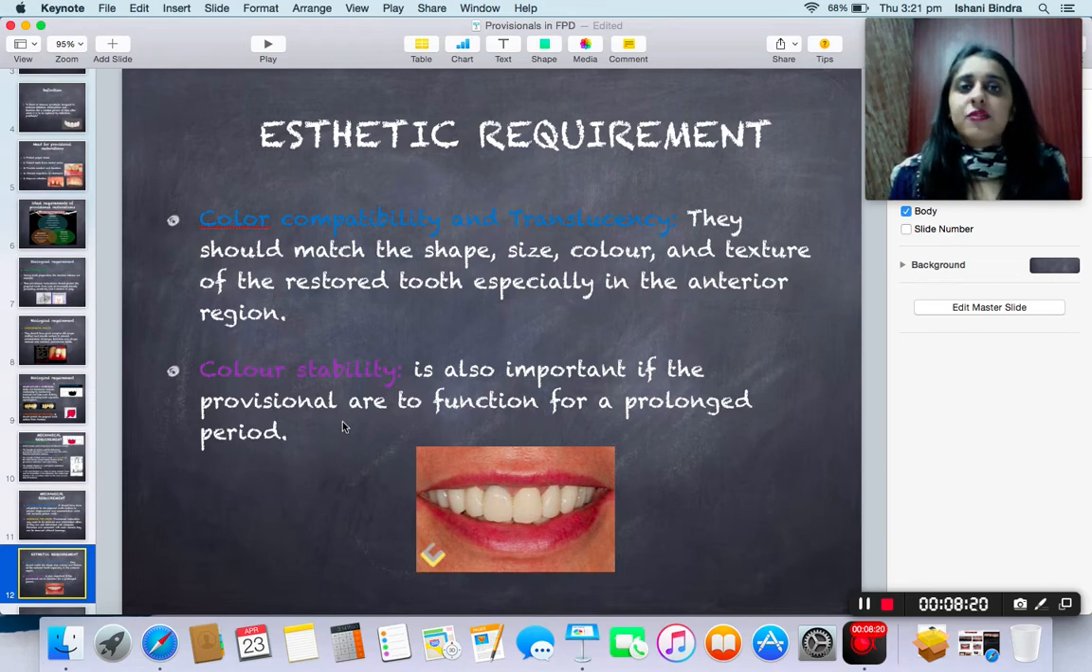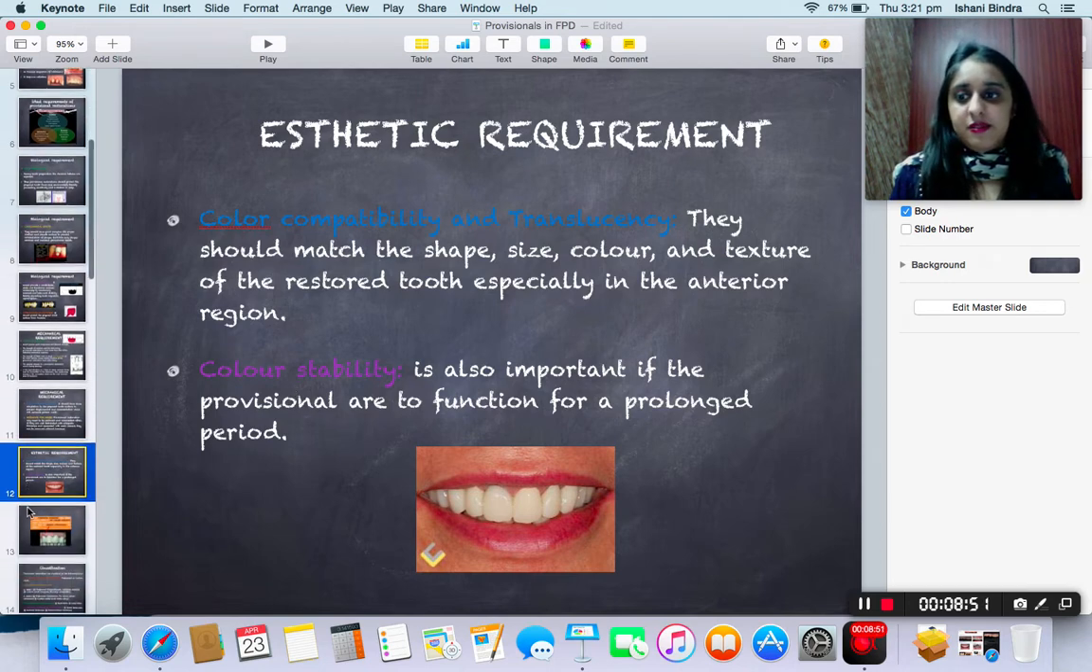If we are giving the provisional restoration for a longer period of time, for example in full mouth rehabilitation cases, and the patient has a habit of maybe smoking or drinking tea, coffee, or having something with turmeric in it, for example turmeric milk, the provisional restoration might absorb the stains from all these food materials and it might get stained. So we don't want this to happen. So the color stability of the provisional restoration is also an important factor.